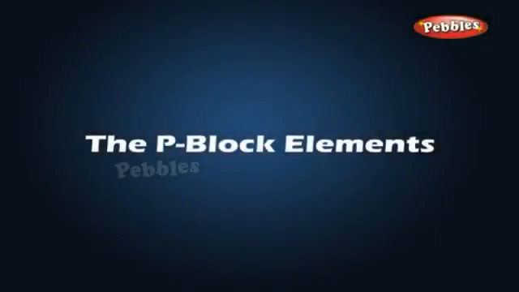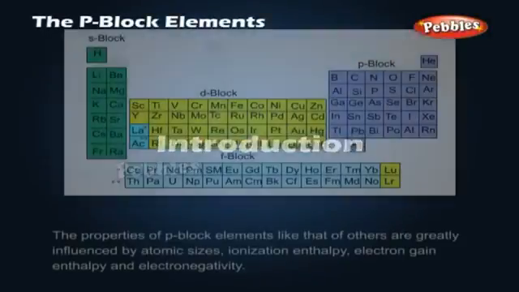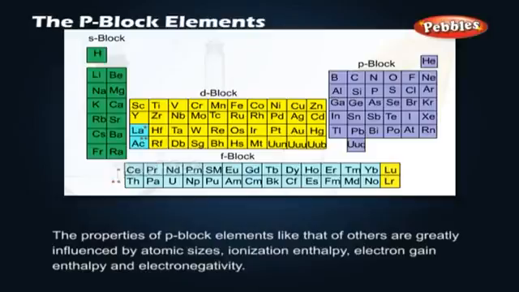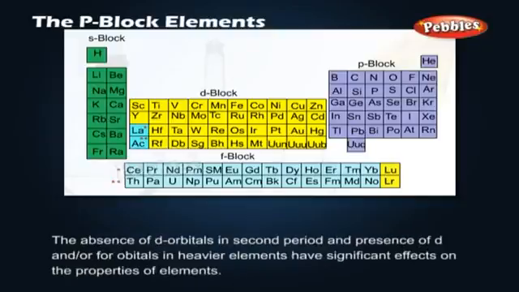The P-block elements. Introduction. The properties of P-block elements, like that of others, are greatly influenced by atomic sizes, ionization enthalpy, electron gain enthalpy, and electronegativity. The absence of d orbitals in the second period and the presence of d and/or f orbitals in heavier elements have significant effects on the properties of elements.